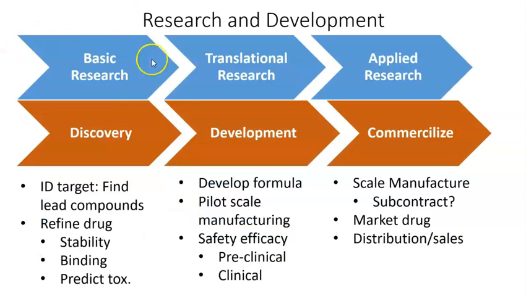So these are just things that define what is actually happening in this research a little better. The basic research is looking at finding compounds, refining the drug, making it more stable, making a better binder. The translational is looking at the formula, developing pilots for manufacturing, looking at safety and efficacy, so that the drug doesn't cause a lot of bad side effects. And then applied research is more, how do you manufacture it? Where do you subcontract it? How do you market the drug? How do you sell it, distribute it? So these are all part of this next step, subcategories of how this works.